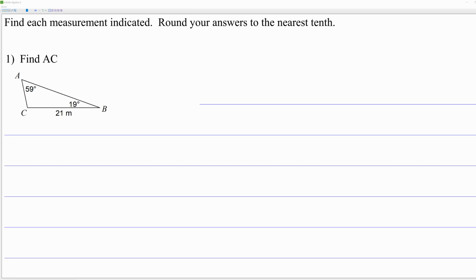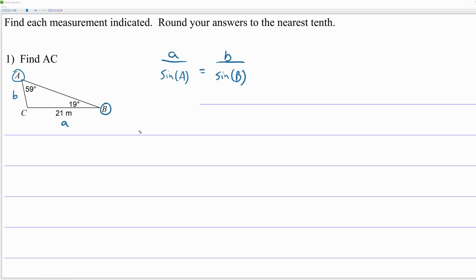So what the law of sines lets you do is say that, a over the sine of A equals b over the sine of B. Now, you'll notice with the way I wrote this equation, capital A represents an angle, and lowercase a represents the side across from it, whereas lowercase b represents the side across from angle B, and capital B represents angle B.